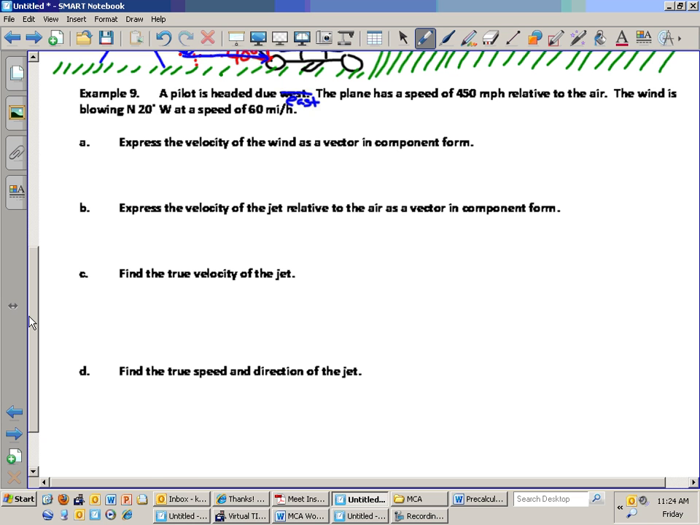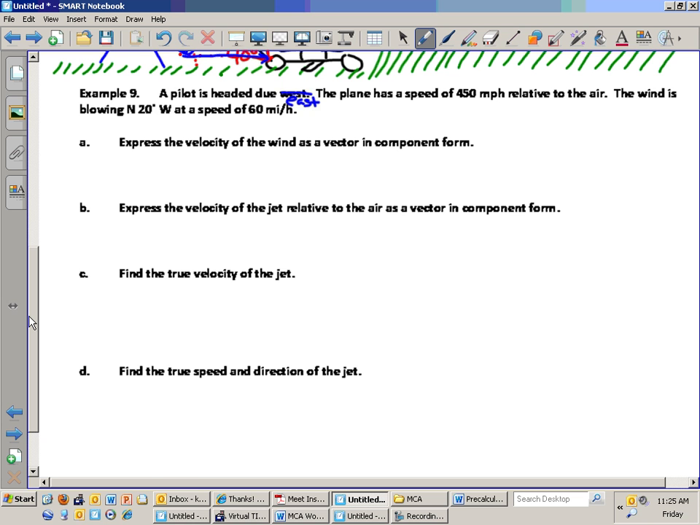Okay. What does that mean, relative to the air? Somebody explain what that means? Anybody know? Okay. Anybody ever been to the airport and seen one of those moving sidewalks? You can stand on that moving sidewalk, and as you're standing, what is your current speed relative to the moving sidewalk? 0. You're not moving at all.